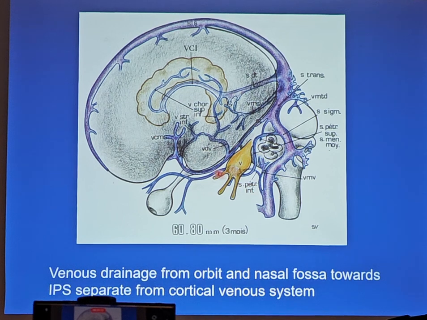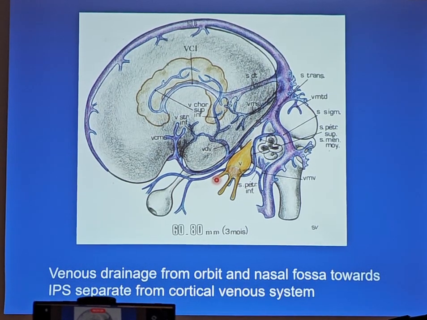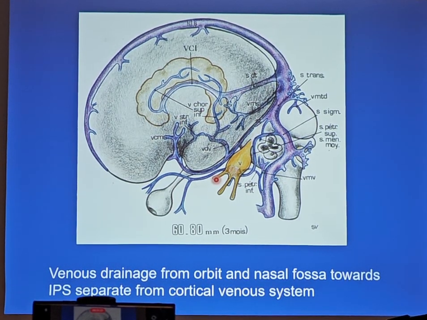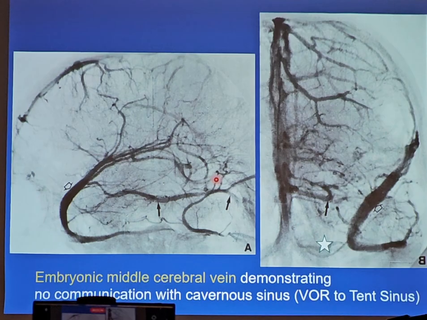And therefore this communication at the cavernous sinus region, the cavernous capture of the cortical veins, becomes a life-saving and very important phenomenon. So initially that doesn't exist, but it will occur. If it doesn't occur, there is a problem, obviously.